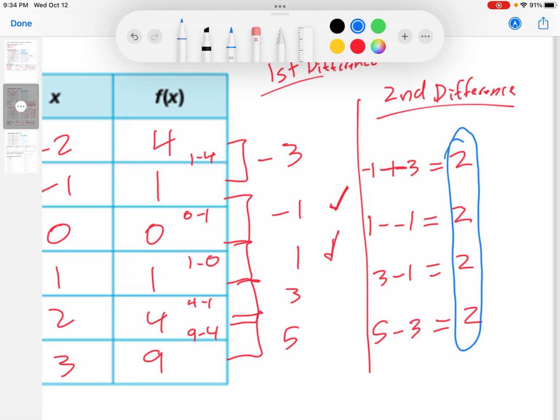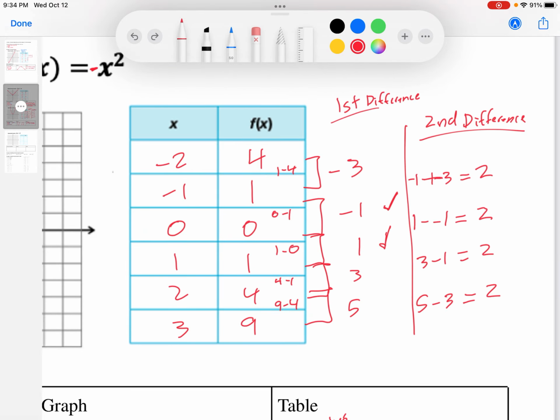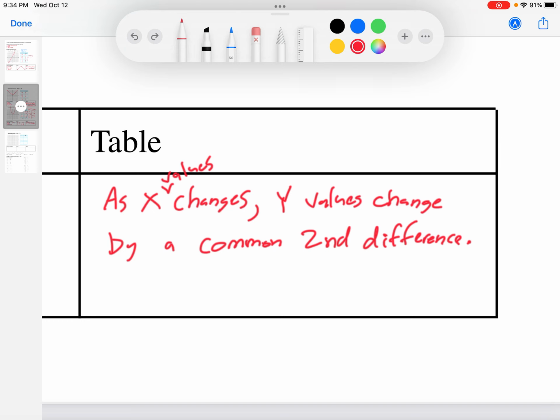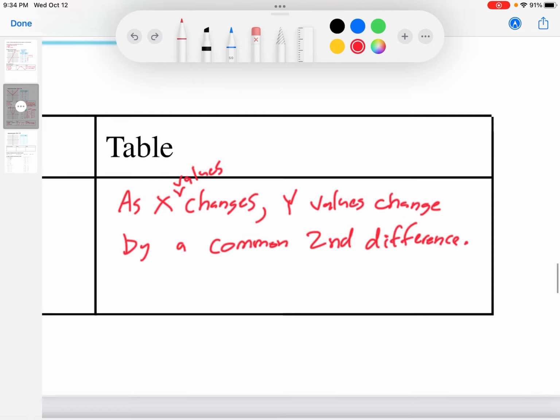Are these numbers that I have just circled the same? Yes or no? Pause the video. Hopefully you said yes, they are the same number because every single one of them is a 2. And so what I'm getting at is, in terms of our definition, it says as x values change, y values change by a common second difference.